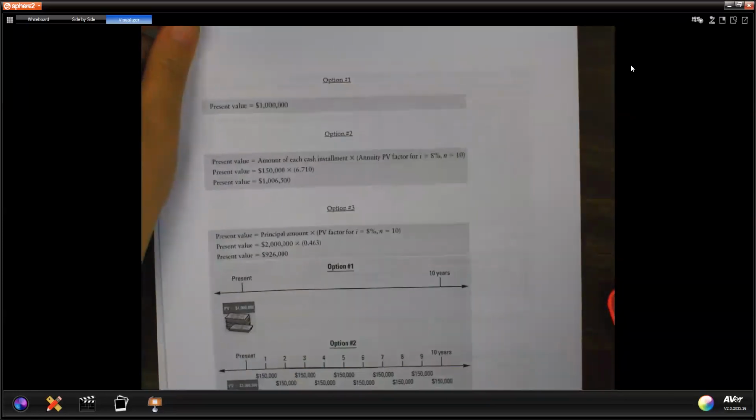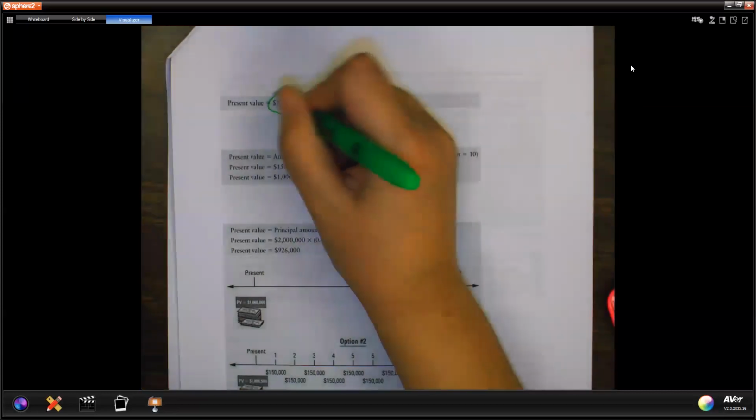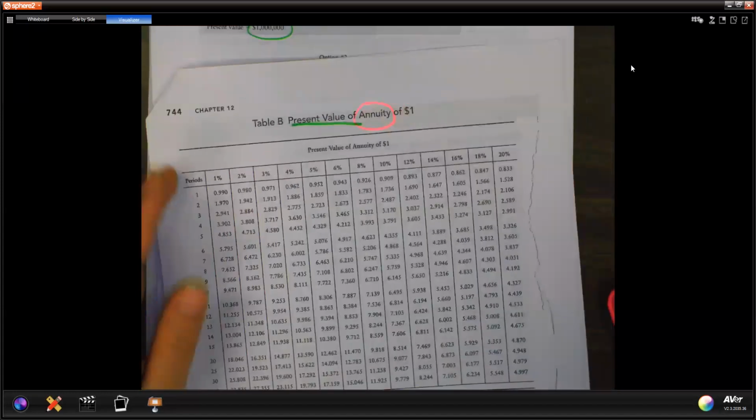Instead of going back and doing the calculation later, I'll just go to the solution with you. The first one is the present value of $1 million now. So all you need is $1 million now. The second option is you get 150,000 every year for 10 years. That's the annuity, and we look at our annuity table.